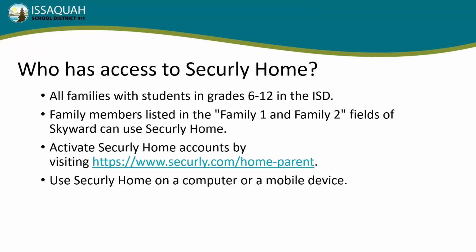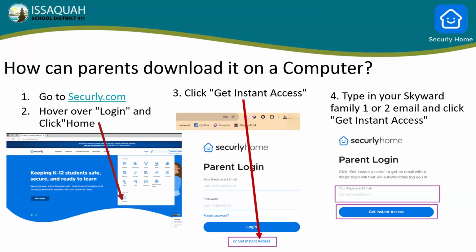To do so, they will have to visit the website, securely.com, and they can set up Securely Home on either their computer or a mobile device. To get started on a computer, you can go to securely.com, hover over the login and click on Home. Then go to Get Instant Access and enter the email as listed in your Family 1 or Family 2 in Skyward. Again, it's only for the emails listed in Family Access under Family 1 or Family 2. Those emails have access to Securely Home.